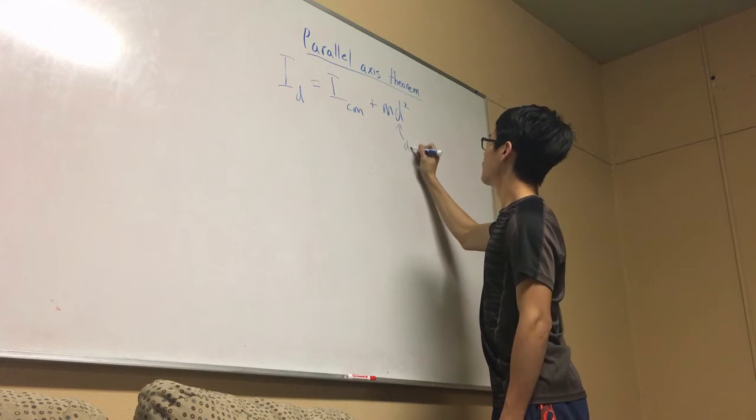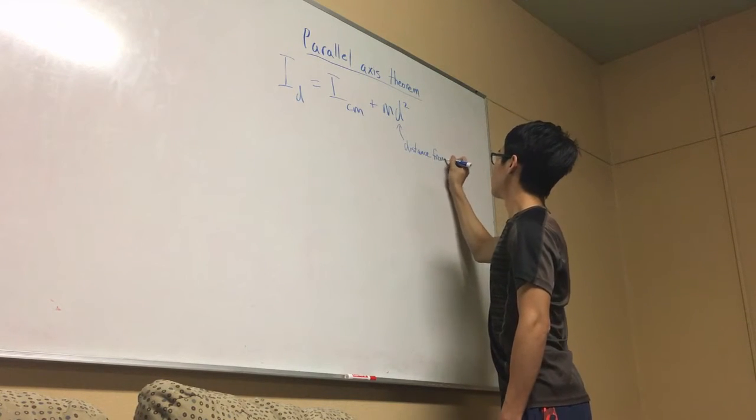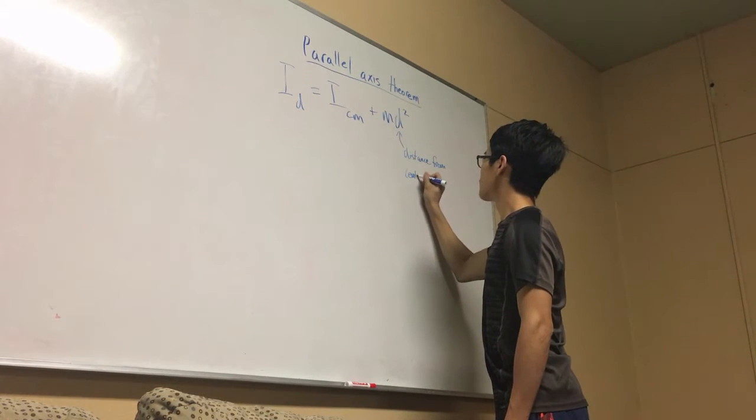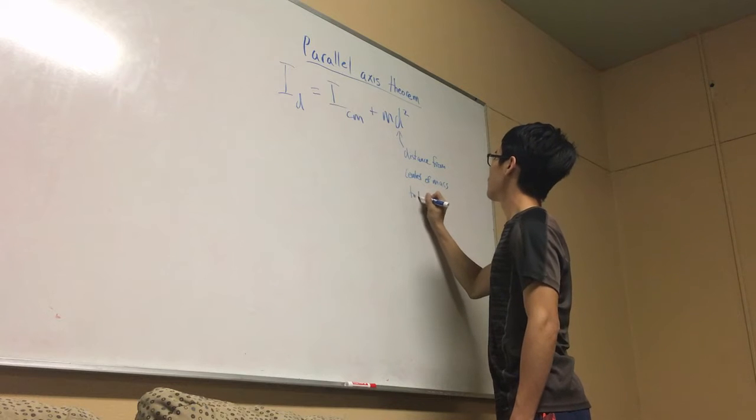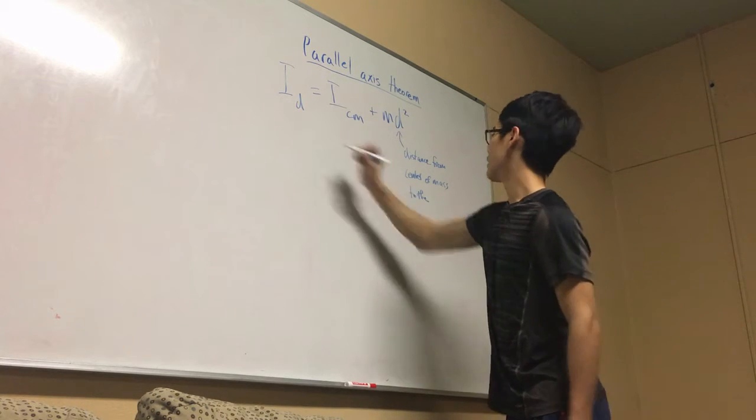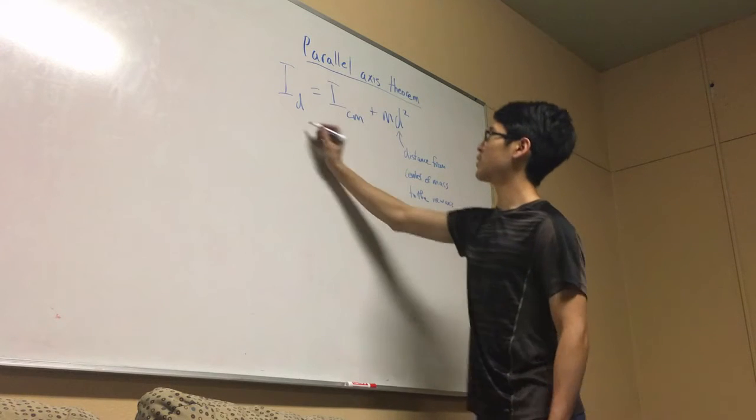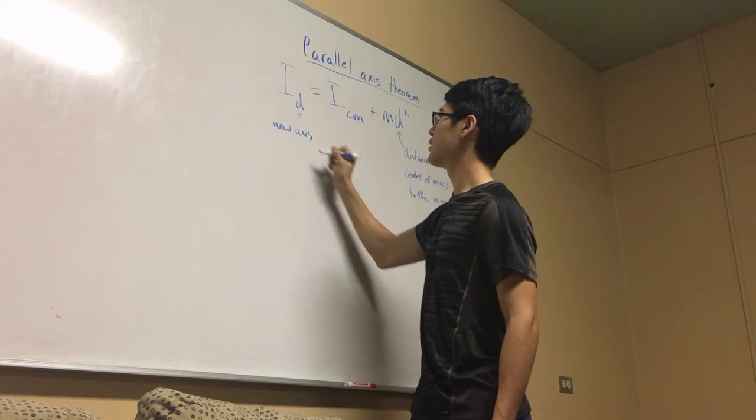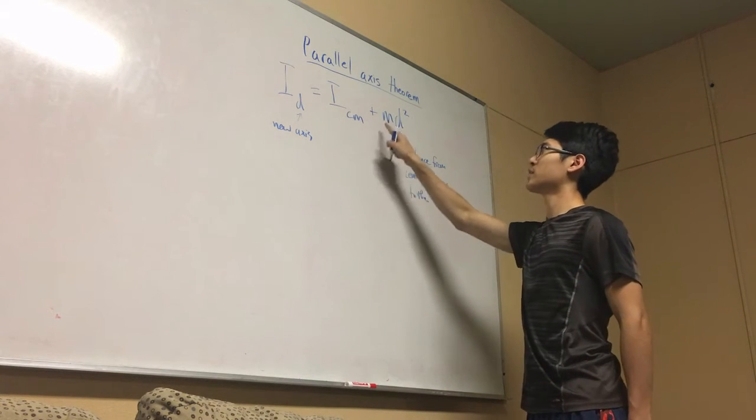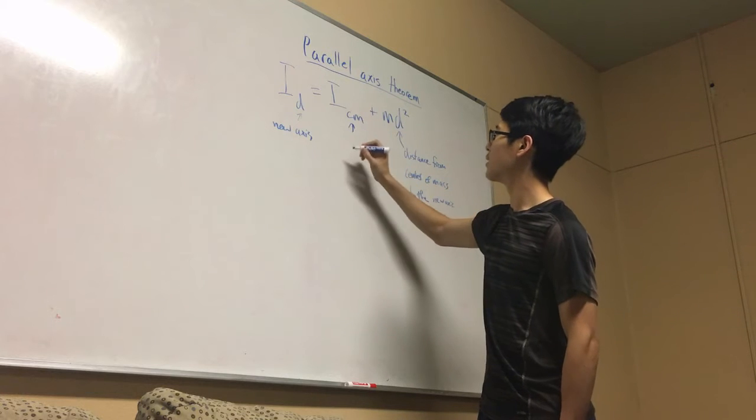So, d is the distance from the center of mass to the new axis. So we're calling this the new axis. The moment of inertia through a new axis is equal to the moment of inertia through the center of mass plus md squared. It's a pretty useful formula.